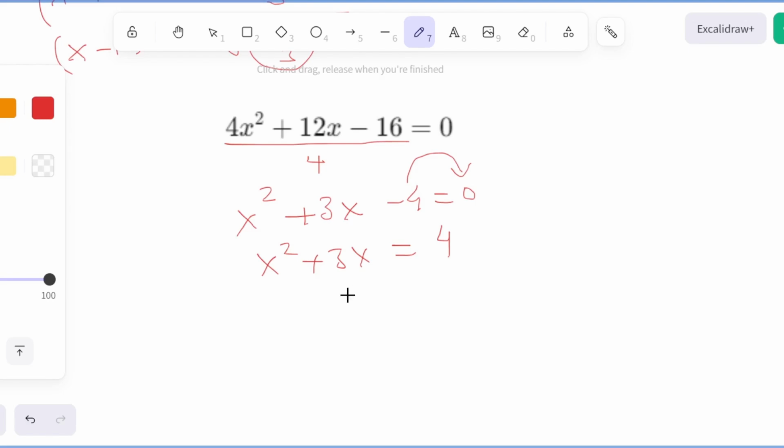Now we have to do the half of the coefficient of x and then square it. Oh, we get fraction values here. So the coefficient of x is 3. So half of it will be 3 by 2 and the square of it will be 9 by 4. So 9 by 4 has to be added and subtracted.